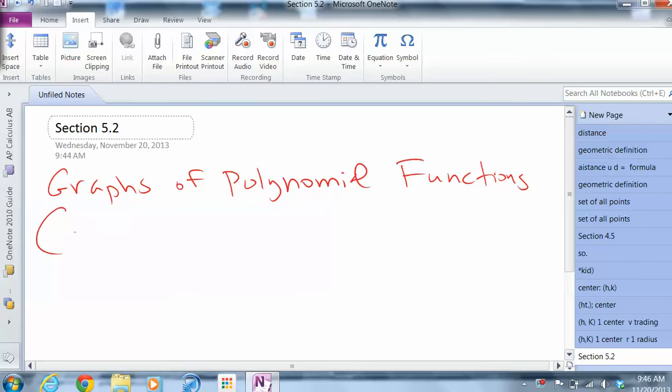It's also about evaluating polynomial functions, but we'll do the evaluating part in class the next time we meet.